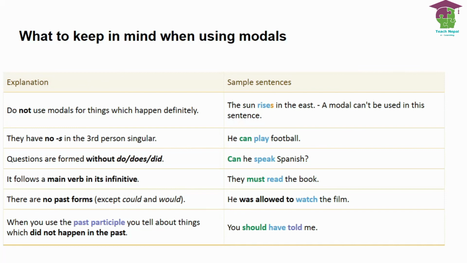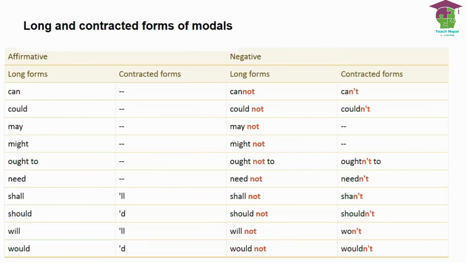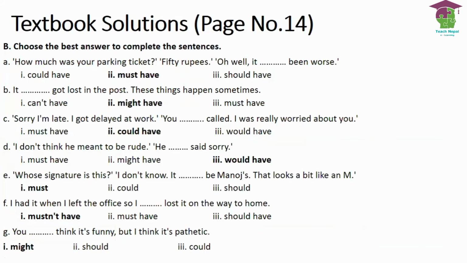Next is it follows a main verb or its infinitive. For example, they must read after the modal verb. There will be the main verb there. They have no past forms. In that way, we can talk about this. Long and contracted form of the modal verbs: can, cannot, or can't, could not, couldn't, right, ought not to, need not, shall not, shan't, should not, will not, won't, right, in this way you have been given.